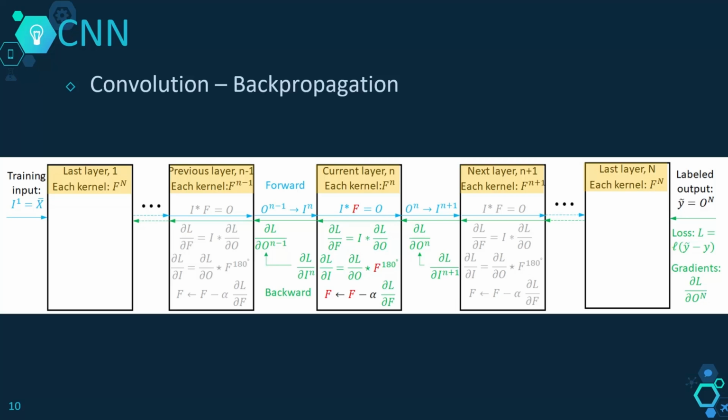And for the layer that we are considering, for example, the layer in the middle, we call it layer N. The next layer will be N plus 1. The output of the Nth layer, O superscript N, will be the input of the next layer, right? That will be I superscript N plus 1. So that is how to move forward.